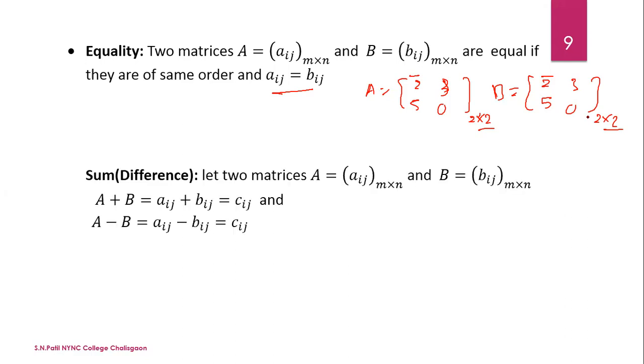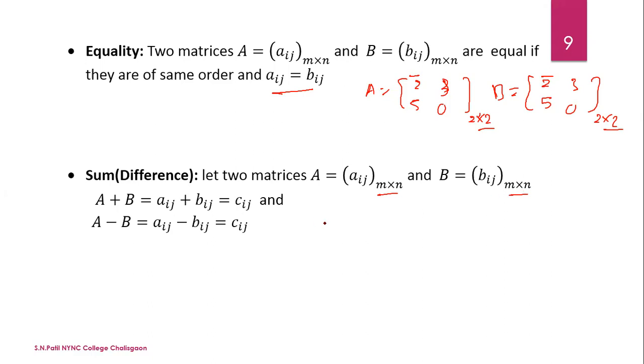Now next, the sum and difference of two matrices. Now we have two matrices, A is equal to Aij of m by n order, and B is equal to Bij, also of m by n order. The sum and difference exist if and only if both have the same order. If A and B have the same order, then addition or subtraction exists. Otherwise, no. See here, the order of A is m by n and B is also m by n.